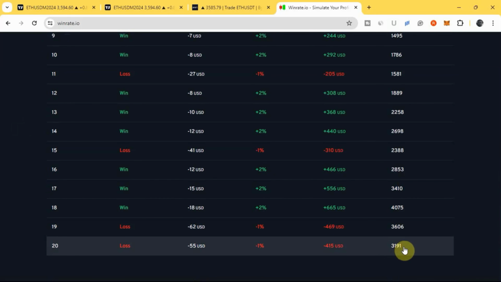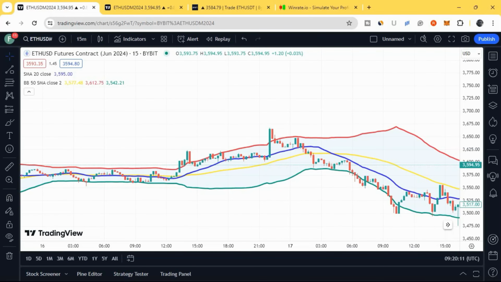So you can see right here, this is a good calculation. This is a good strategy that you can use to make money for yourself. So this is a simple strategy for beginners to win more trades.